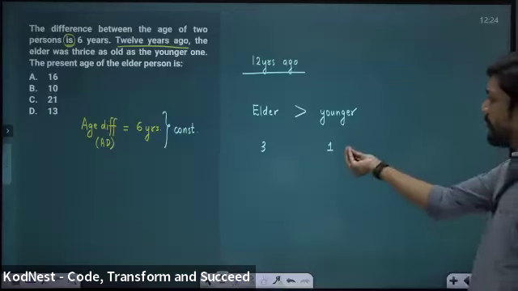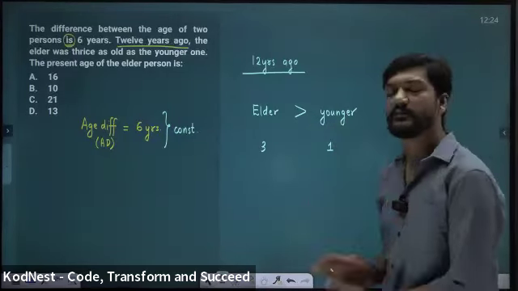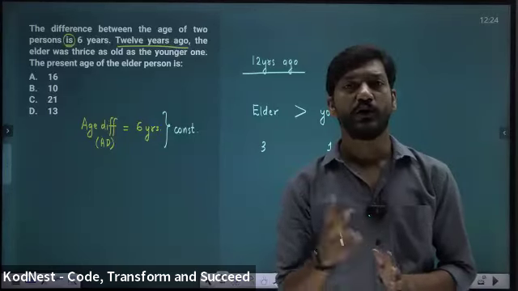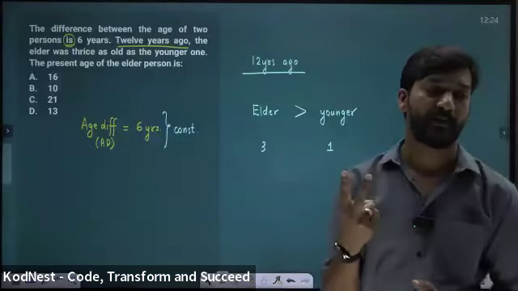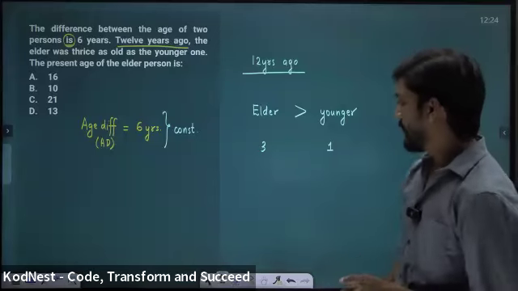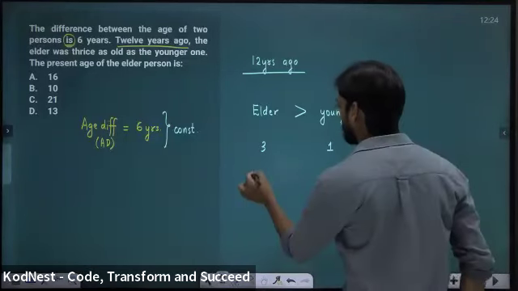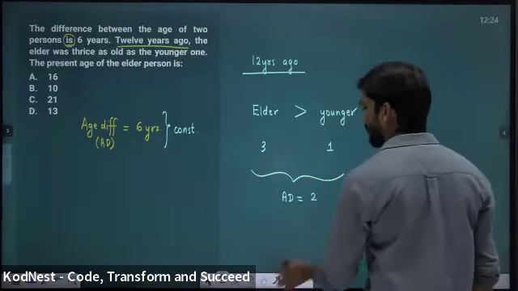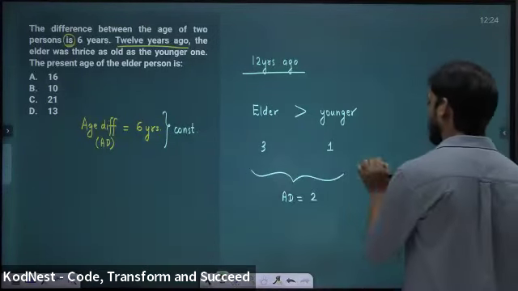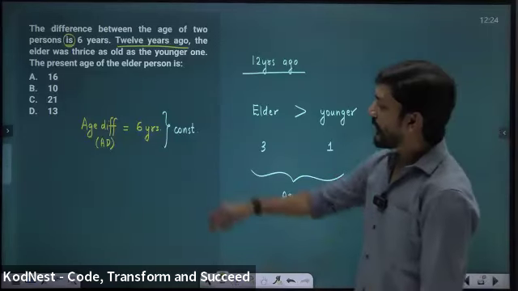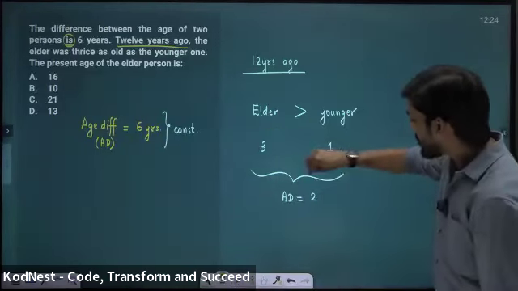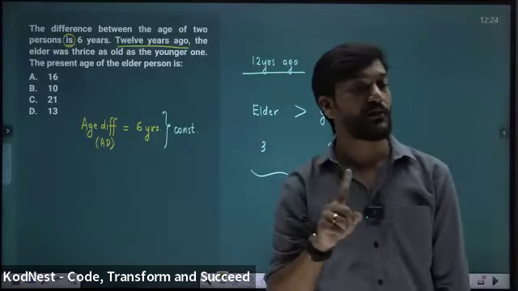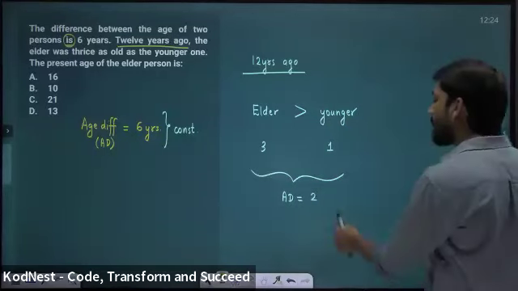What is the age difference if I write these values? What is the age difference? 2. Do you want age difference of 2? No. Okay. One more thing I'm asking. Age difference 6 years. Can I take the same difference in the past also? Is it allowed? Yes. Okay. I want 6, not 2.